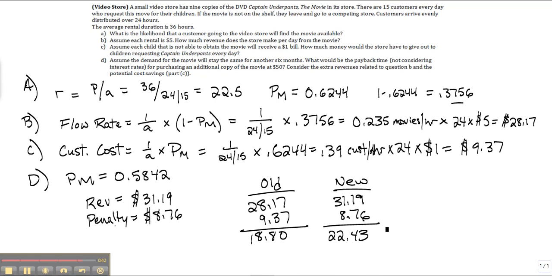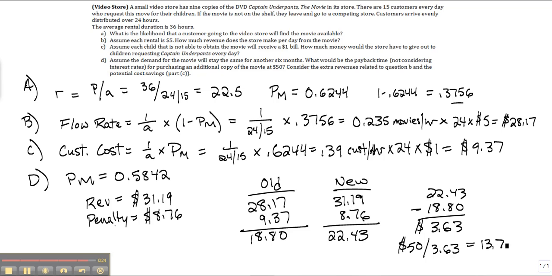The difference between these is equal to $3.63. And since we know the movie cost $50, we can divide that by $3.63, and we get 13.77, which implies that in just under 14 days, they should be able to recoup the cost of that 10th copy.